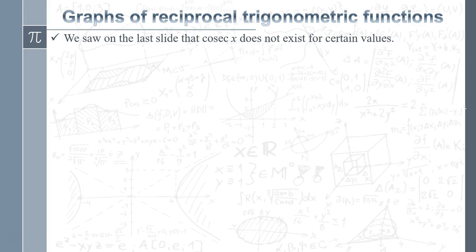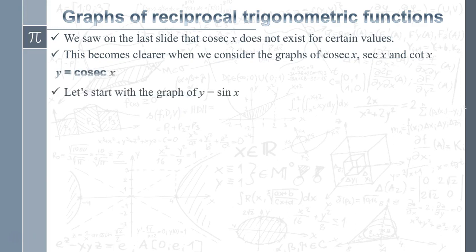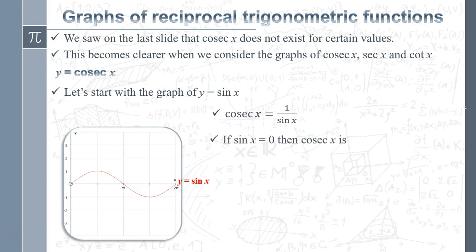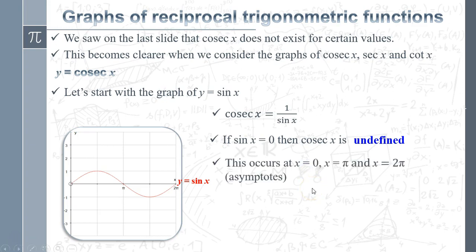Right, as I said, we saw on the last slide that cosec doesn't exist for certain values. So let's have a look at the cosec curve and see what happens. Well, cosec is 1 over sine, so let's start off by thinking about the sine curve. And we need 1 over sine, so straight away, let's consider what happens if sine x equals 0. If sine x is 0, we've got 1 divided by 0, so therefore cosec is undefined, doesn't exist. So straight away, that tells us that we've got asymptotes on this curve, and we've got asymptotes at 0, pi, and 2 pi.